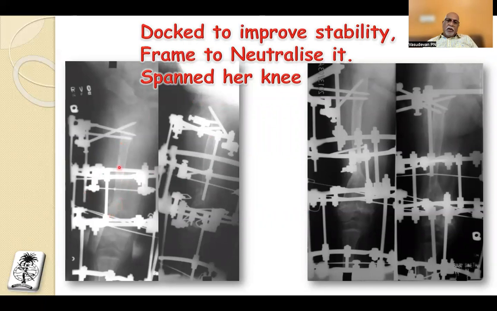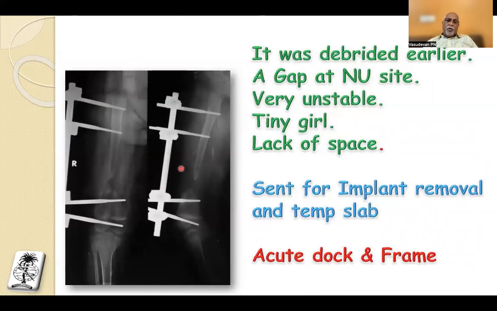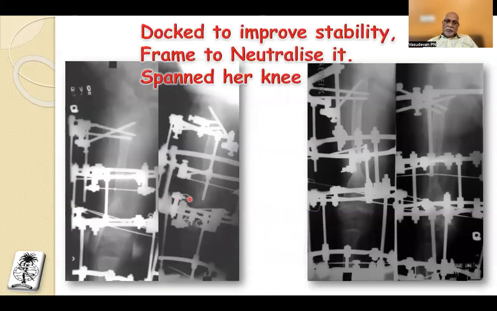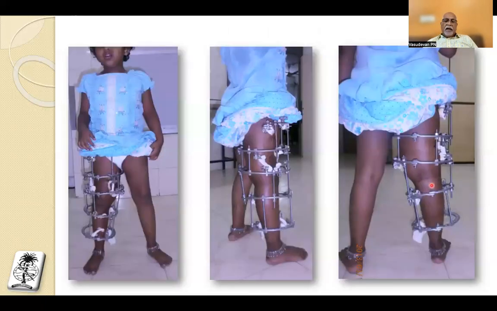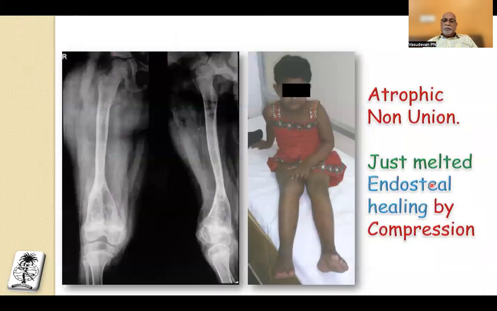Just made a small hole, put that spike of bone into this hole and stabilized it with 3 pins on the top, 1 olive and 1 pin here, without touching the epiphysis, and spanned the knee joint. I don't want any trouble there. Span the knee joint like this. And it simply healed quickly, and the child was walking. So that is how it has healed.